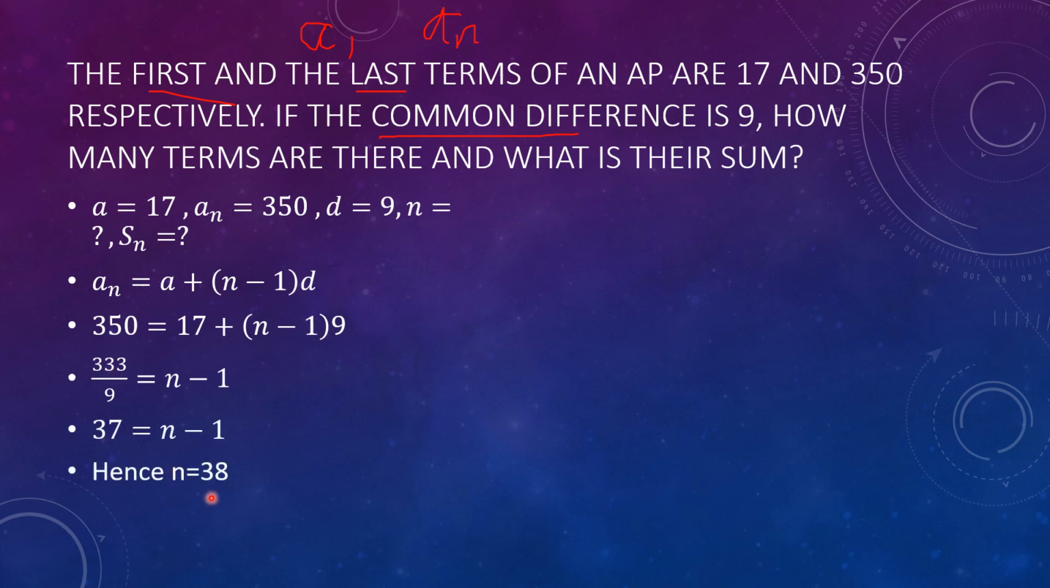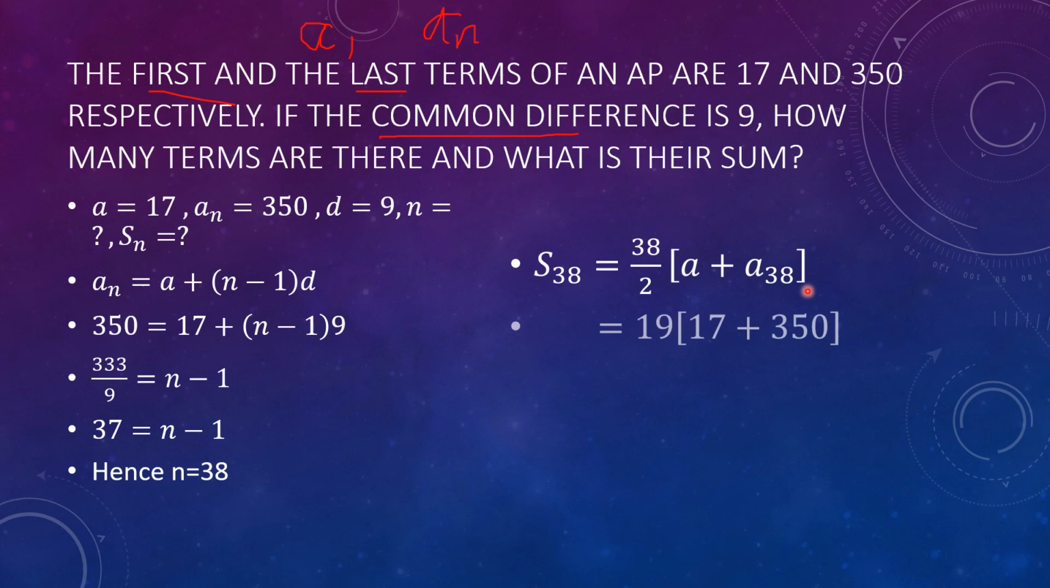Since n is 38, how many terms are there? 38 terms are there. So now I need to find S38. That is n by 2 times A plus A38. Because an was given to me, I'll directly use that formula. I'll get 19 times A is 17, 350. Multiply and get the answer. Please do not copy. First you try on your own, then you see the answer. Okay.